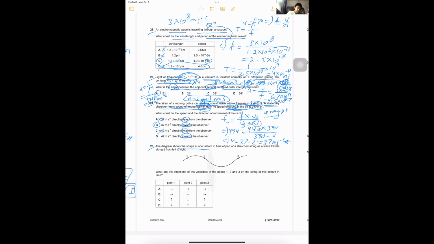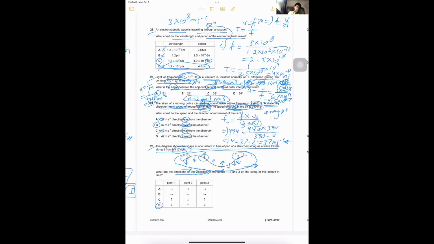Question 28. The diagram shows the shape at one instant in time of part of a stretched string as a wave travels along it from left to right. This is the direction. What are the directions of the velocities at the points given? So let me first draw the directions. Again, the theoretical knowledge here. This goes up, goes up, goes up, goes down, goes down, goes down. So now just use this diagram. This diagram has to be known. So the answer, looking at the direction, should be C.